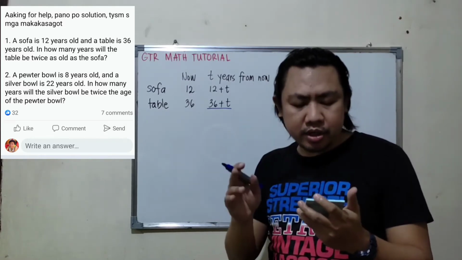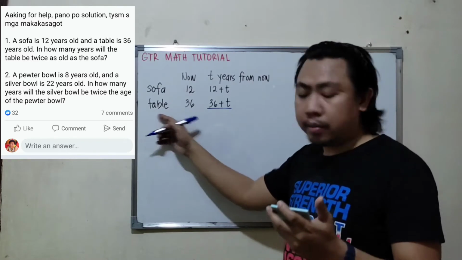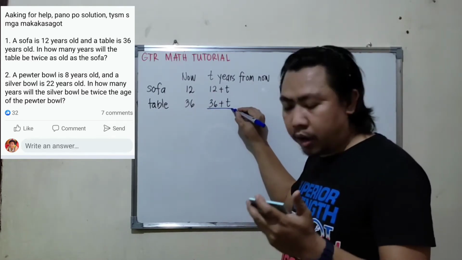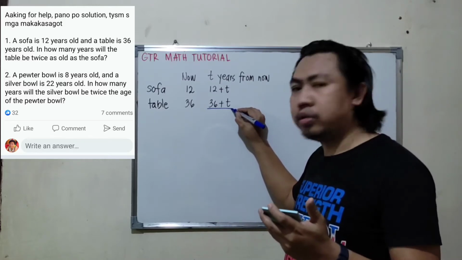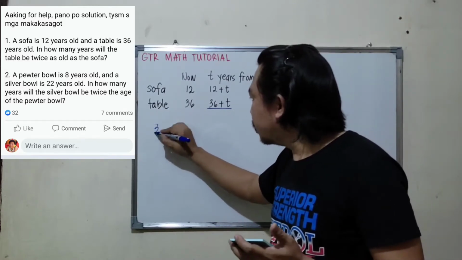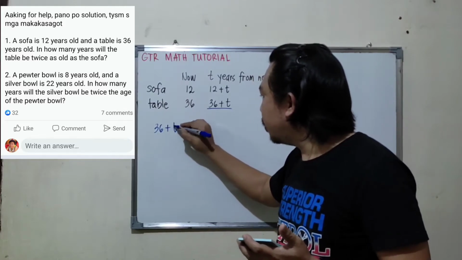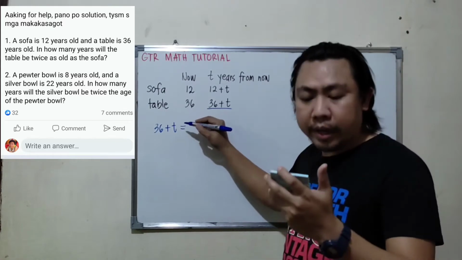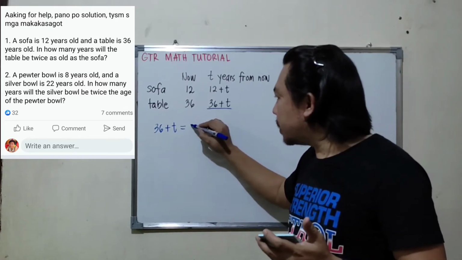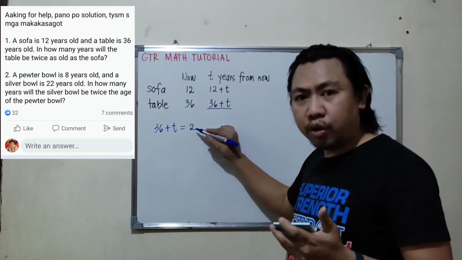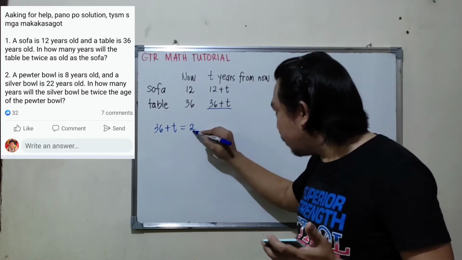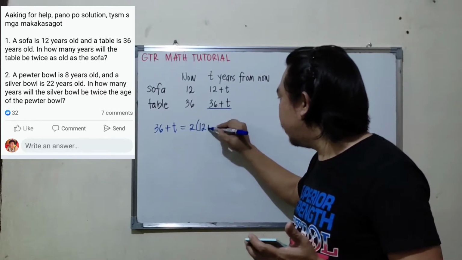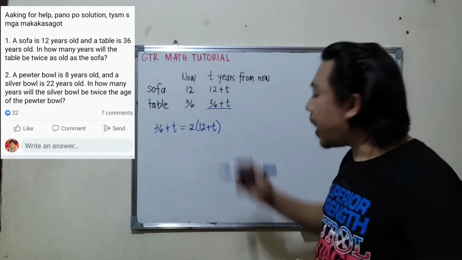So in how many years will the table? So ito yung table. So in how many years will the table be twice as old? So yung table daw, so we have 36 plus t, will be, that is equals, twice as old as the sofa. So twice means times 2. So twice as old as the sofa, so we have 2 times 12 plus t. Okay? So yan ang ating equation.